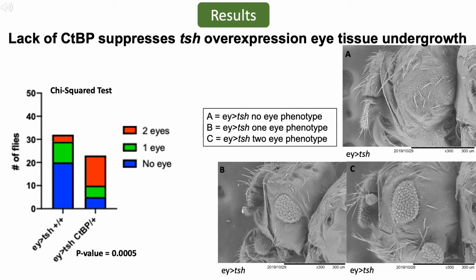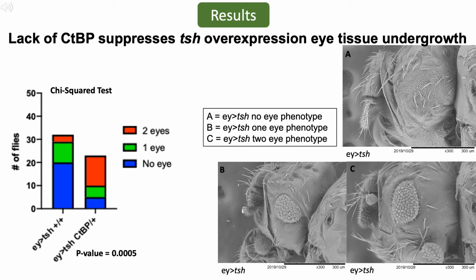The next part was these overexpressed t-shirt flies with the depletion of CtBP. When we depleted CtBP, we saw similar results, in that there was either no eye, 1 eye, or 2 eyes. However, when we look at the graph on the left, the y-axis is the number of flies used, our n, and the x-axis shows which group we're looking at. This first bar is overexpressed t-shirt alone, and we used a chi-squared test. In red is the number of 2 eyes, green is the number of 1 eye, and blue is no eye.